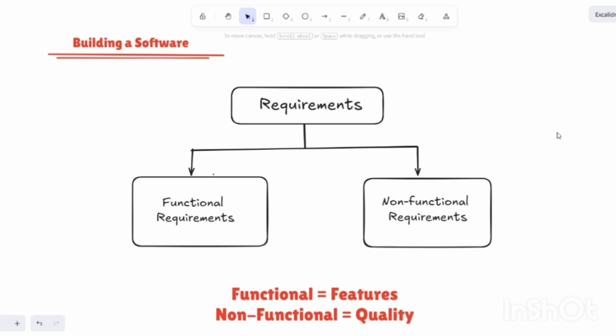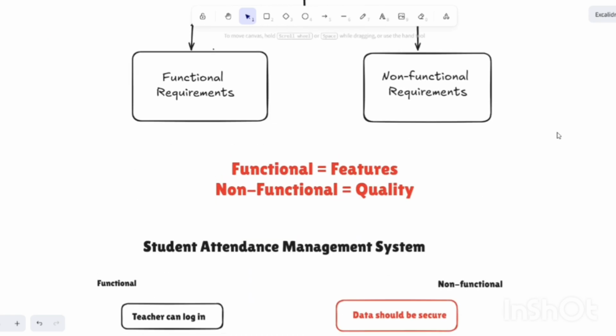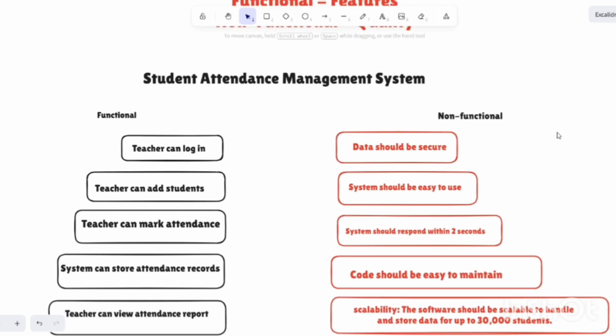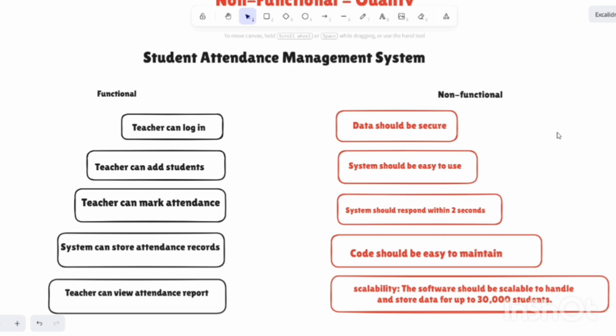If we take an example of a student attendance management system, what would be its functional requirements, and what would be its non-functional requirements? If we talk about its functional requirements, they would be that the teacher can log in to the system, the teacher can add students, the teacher can mark attendance, the system can store attendance records, and the teacher can view students' attendance records.